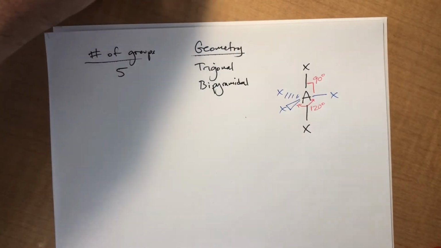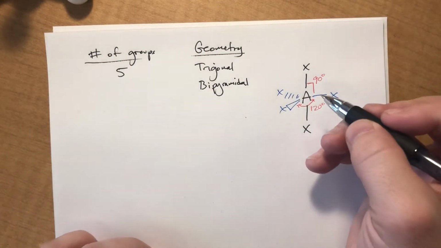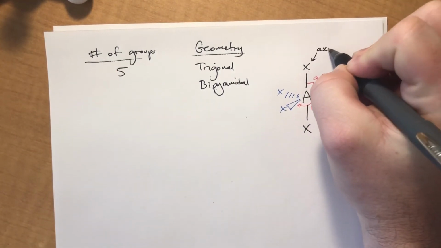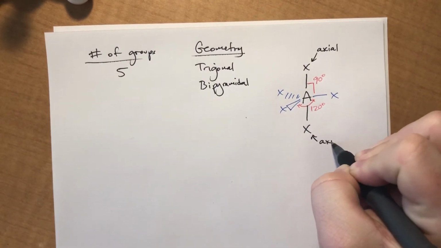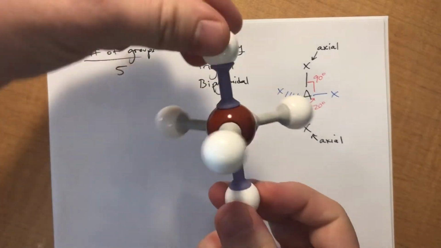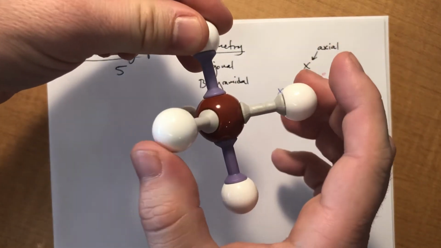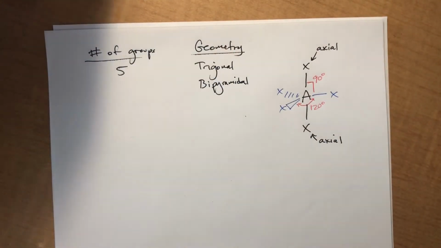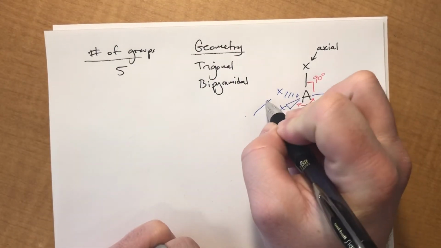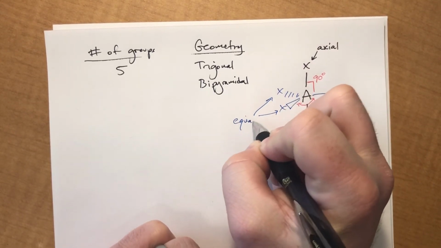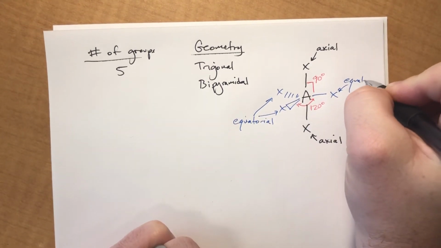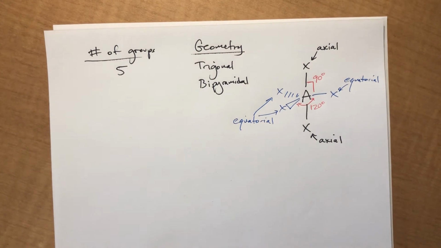I'm running out of colors here. The ones at the top and the bottom are the axial positions. If you visualize this as the axis, you could visualize this rotating and these are all in one plane. If this is the axis and these are all rotating, this would be the equator. So the blue ones are the equatorial. This one has a lot of detail. It's kind of the messy one of the bunch.